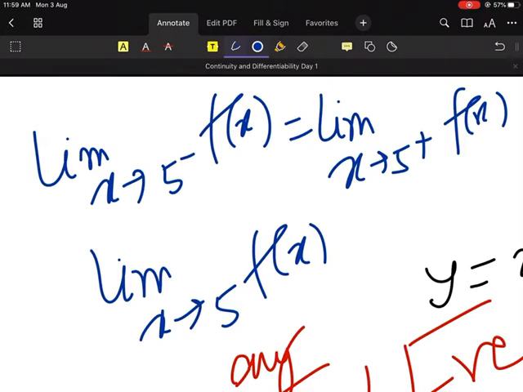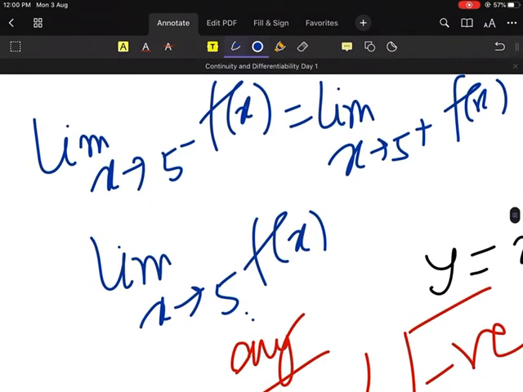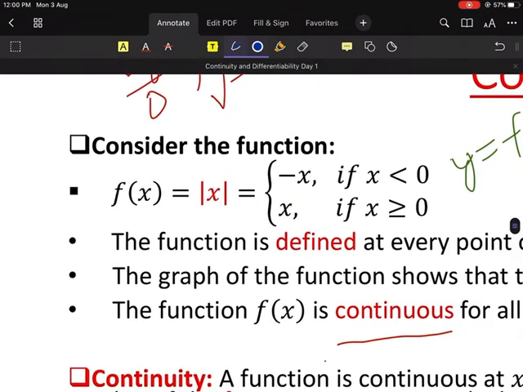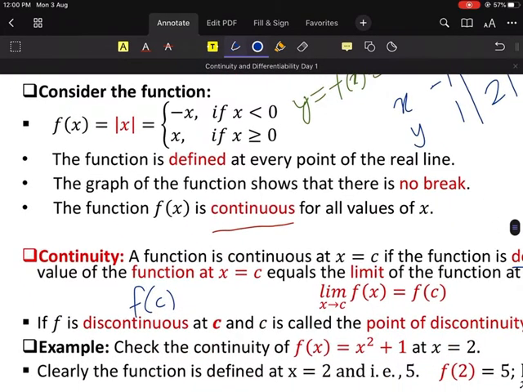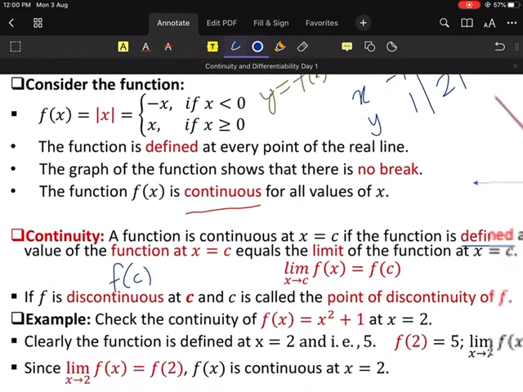5 minus means what? The value of x is coming from the left hand side. 5 plus means what? The value of x is coming from the right hand side. And 5 means what? The value of x is coming from both sides, from the left hand side also, from the right hand side also. Here they have specified which side they are coming from. But if they are equal, then we can say that the limit of the function at x equal to 5 exists. Am I clear? Yes or no? Combining the left hand limit and right hand limit, we get this. Okay? So that's why it is mentioned in here.